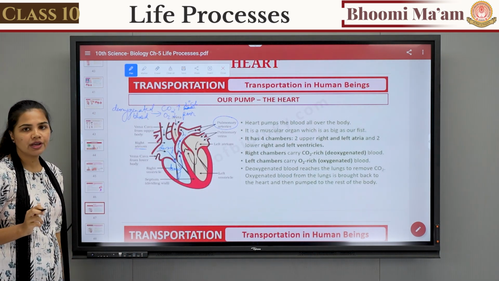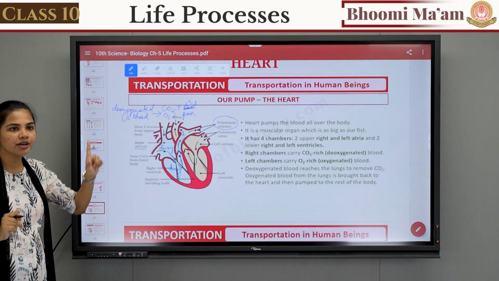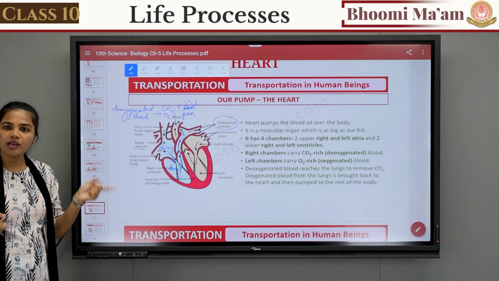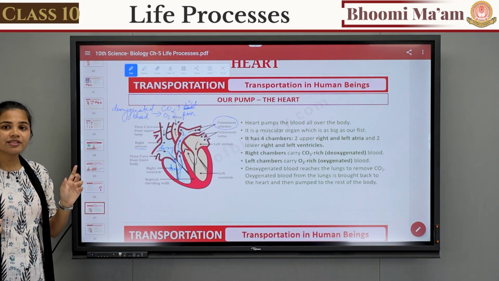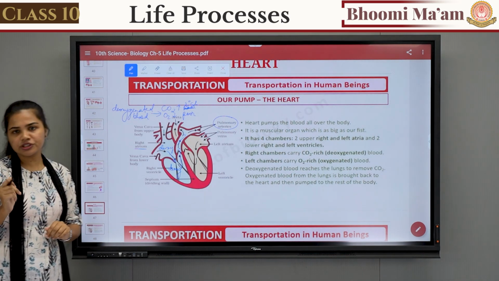Now the role of pulmonary artery is to carry the deoxygenated blood, right? We have studied about the function of arteries. Arteries का main function क्या था? To carry the oxygenated blood. But उसमें exception है, that is what? Pulmonary artery, which carries the deoxygenated blood.